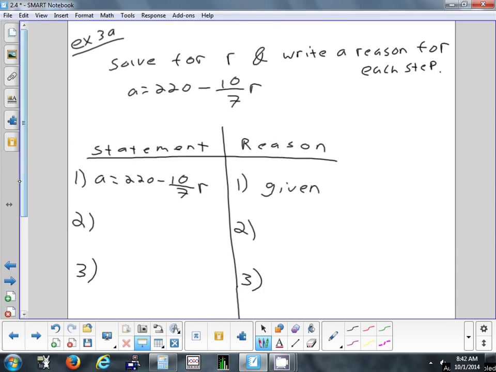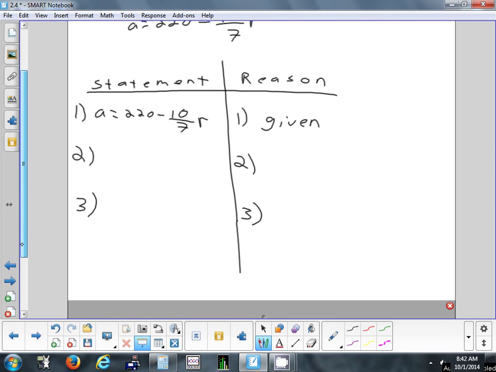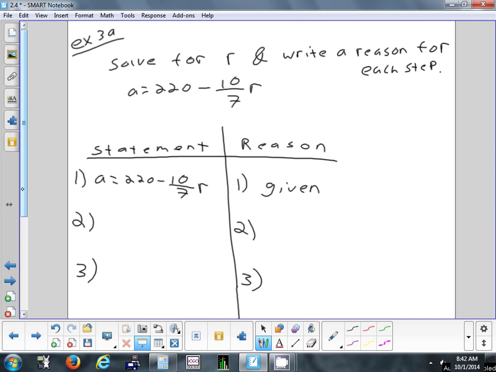Does anyone think they need to do another one where you're solving an equation and writing a reason for each step? I don't know if you're okay with those. This one's actually a little shorter too. Okay, but same idea as these other two.